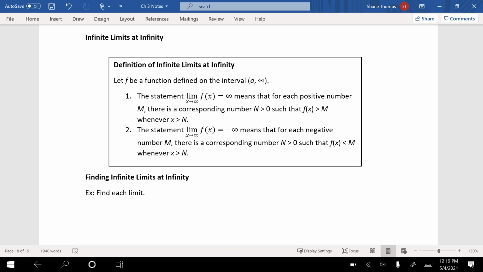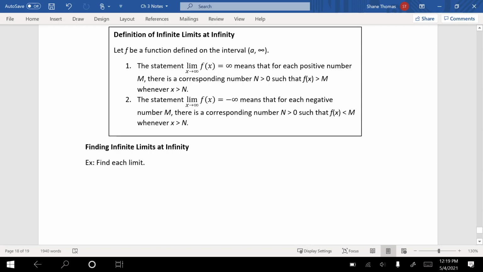Okay, so for instance, this one. If I have the limit as x approaches infinity of x to the third, what would the limit of that be? It goes on forever, doesn't it? Is it approaching a specific number? No. It would be just infinity.